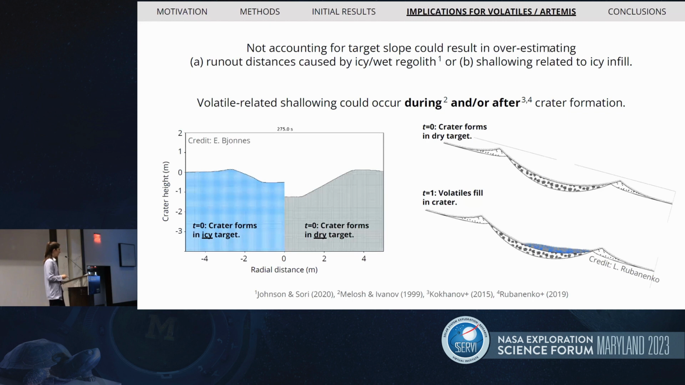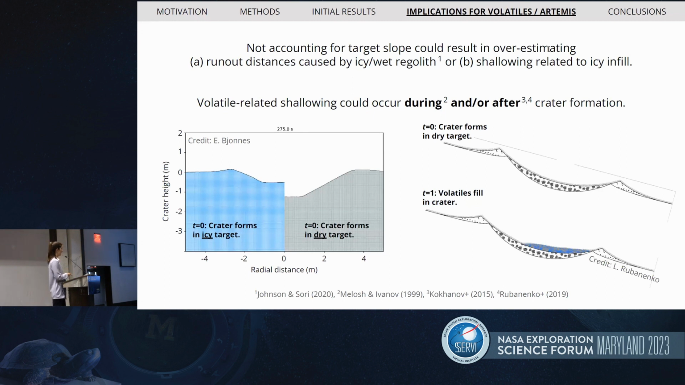A couple important implications I just wanted to point out: because we're measuring elongated craters both at non-polar dry terrains and also polar potentially icy terrains, this suggests that not accounting for target slope could result in overestimating both the runout distances caused by icy or wet regolith, and also any shallowing related to subsequent infill by volatiles.